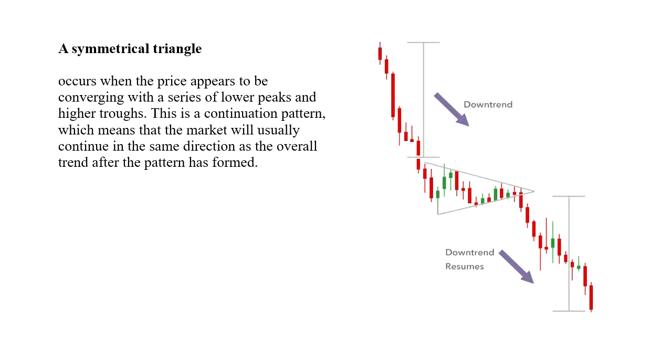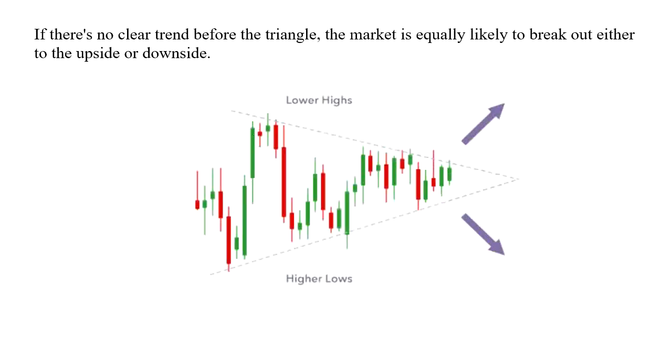A symmetrical triangle occurs when the price appears to be converging with a series of lower peaks and higher troughs. This is a continuation pattern, which means that the market will usually continue in the same direction as the overall trend after the pattern has formed. If there's no clear trend before the triangle, the market is equally likely to break out either to the upside or downside.